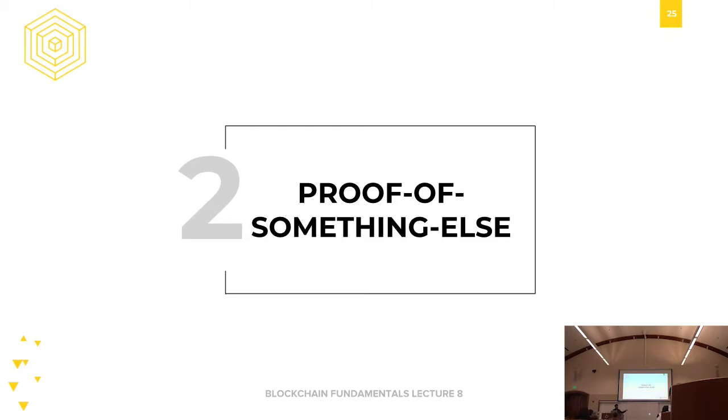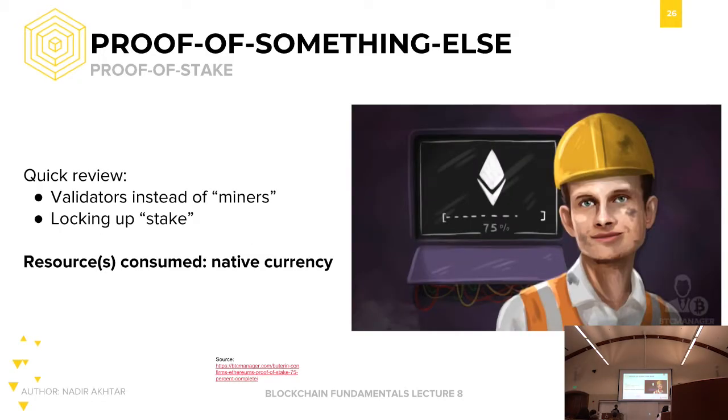The something else is the resource that we consume, whether it be proof of work, proof of stake, or some other algorithm. Right, so you're familiar with proof of stake from the last lecture. Quick review is that we have validators instead of miners. We have certain people who are designated as trustworthy enough to sign off on the validity of blocks. And instead of burning work, we instead lock up stake. And that stake that we've locked up is what we use in order to gain voting power. So the resource here that's consumed is the native currency of the blockchain.